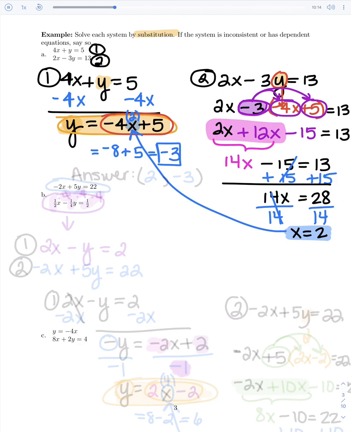So if I write out my final answer, let's see what I get. We said our x was 2, and our y was negative 3. So I get the point (2, negative 3). That's our final answer. And that means that these two lines will intersect at that point.